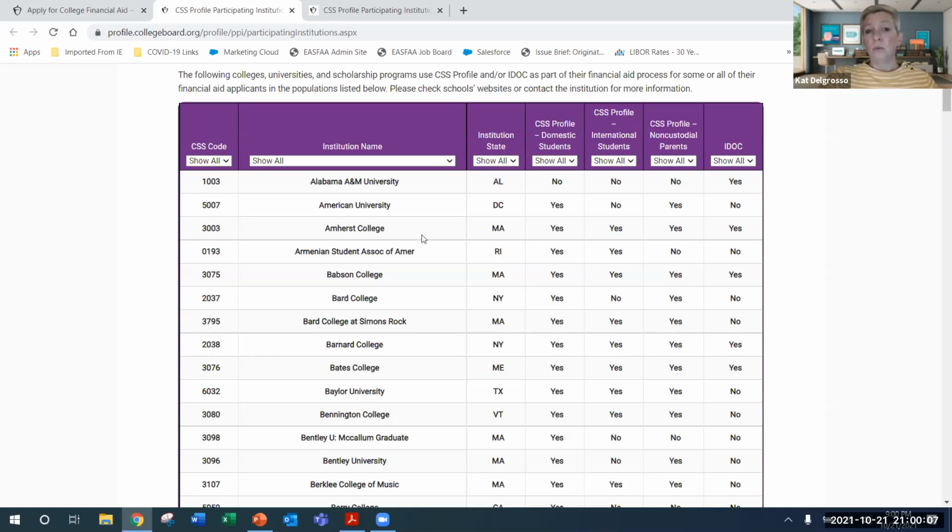So the way to do that is, let's say American University, they want to see a little bit more data so they can figure out how to get the right aid to the right students in terms of need. And this is not really talking about merit scholarships. This is really looking at the need of the family for need-based financial aid.